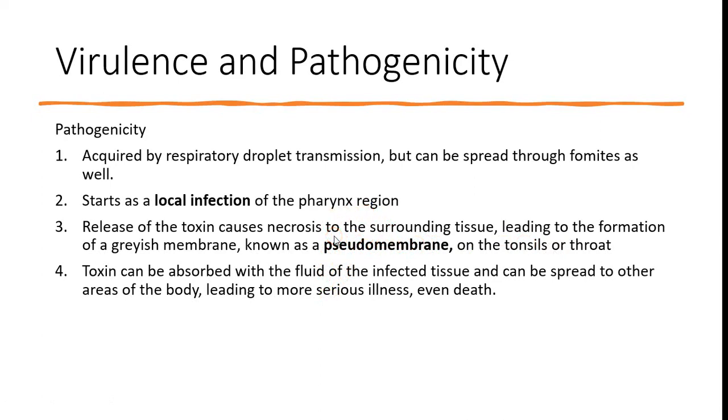So we get the pseudomembrane, but remember, as it continues to produce the toxins and as this necrotic tissue is forming, those toxins can get into the bloodstream and the fluids. Then it has the potential to get into more tissues and deeper tissues, spreading amongst the body. So it goes from being a local infection to a secondary or even potentially systemic one, leading to more serious illnesses, and if not treated, to death.